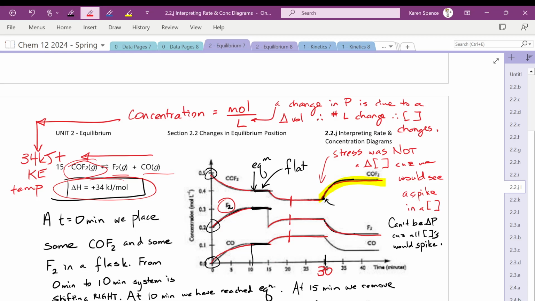Well, you can treat temperature as though it is a product or a reactant. So we can treat the kinetic energy term as though it is a reactant. And if we decrease temperature, remember temperature is a measure of kinetic energy. So if we decrease temperature, we have decreased kinetic energy. So the system is going to shift to release more kinetic energy to bring the temperature back up again. Anyone else want to ask anything about that?